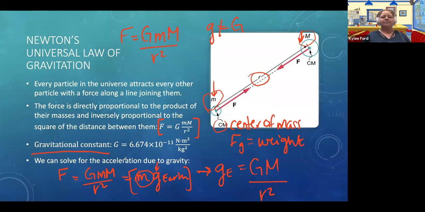So then what is that big M? That big M would then be the planet you're looking at, the moon you're looking at, the sun. So whatever those masses are.